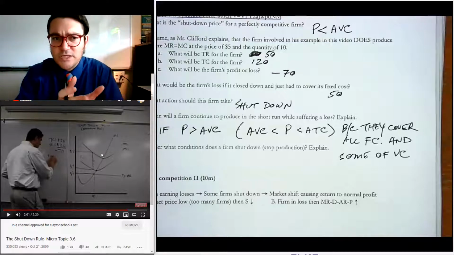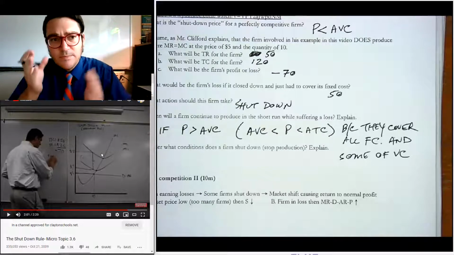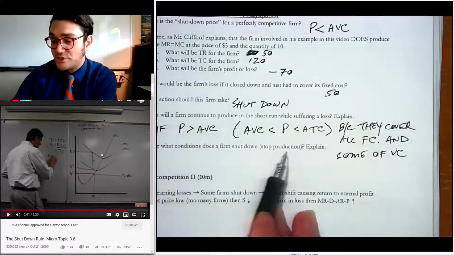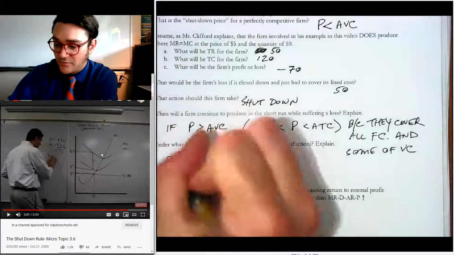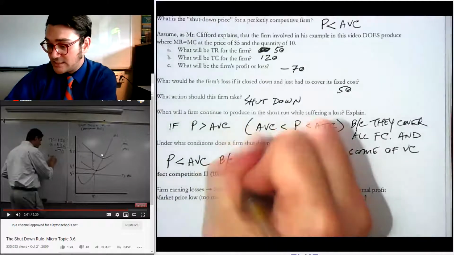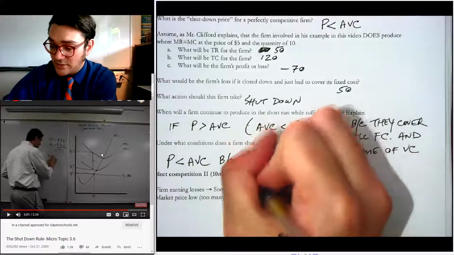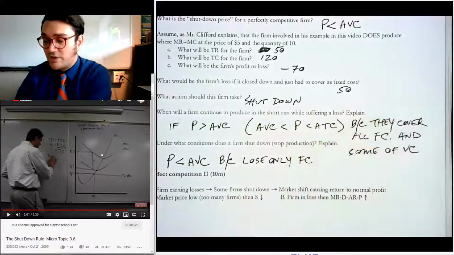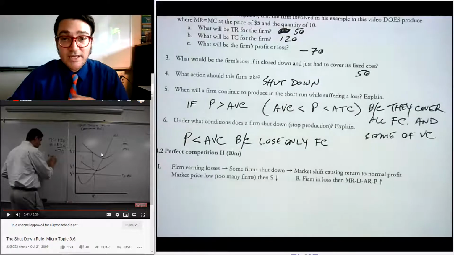They're in the losses, they're below ATC, but then they have to compare it to the AVC. So under what conditions would a firm shut down? They should shut down if price is less than the AVC, because, as explained, they lose only their fixed cost. Okay, so hopefully this helps you understand the idea of the shutdown rule.